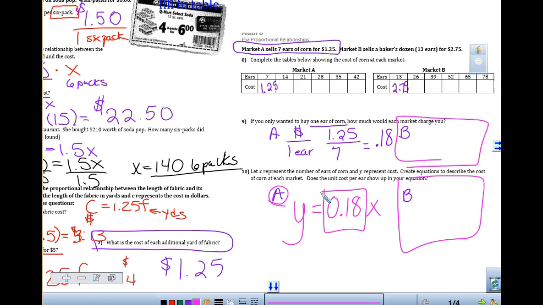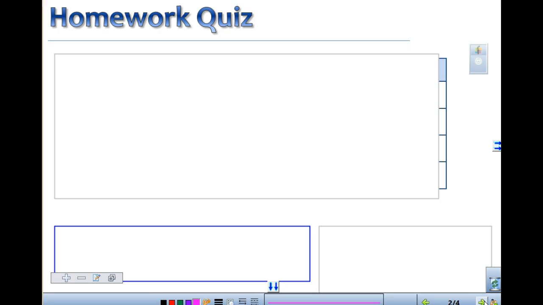So sometimes, some of you in class will need to finish this worksheet before you go on to your computer, what we're gonna be doing. We are gonna be taking a homework quiz.